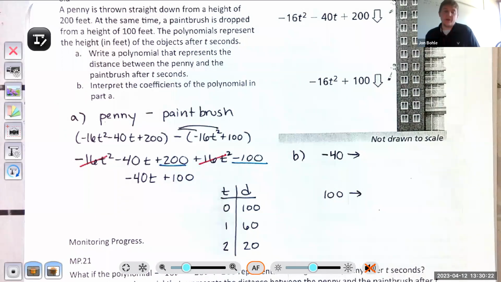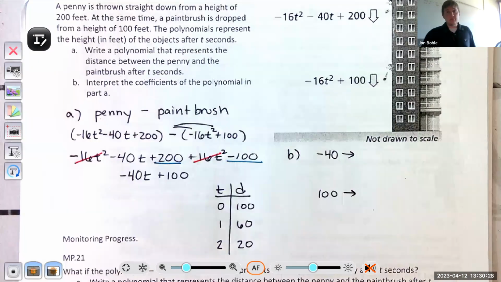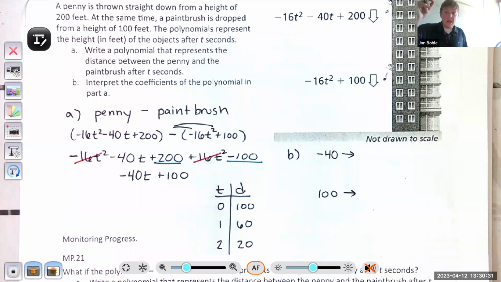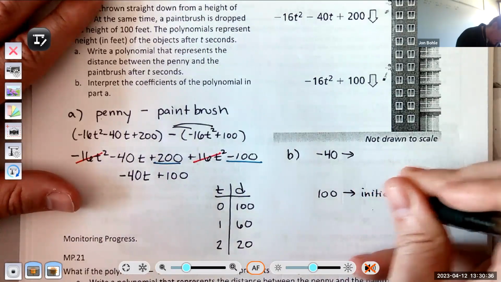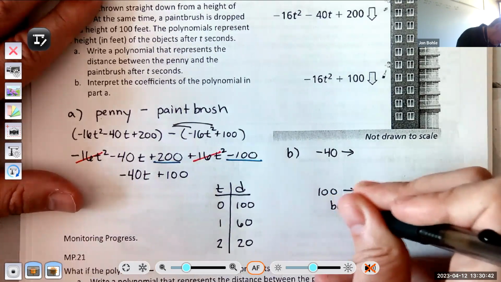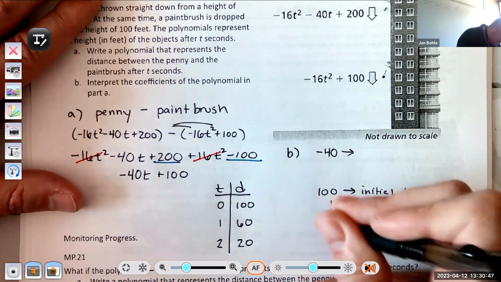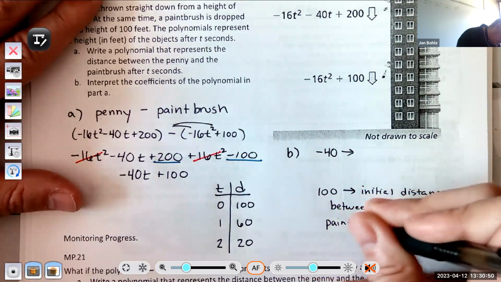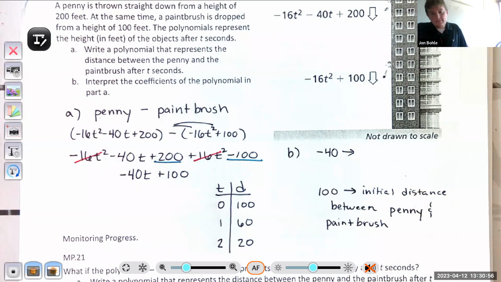Okay, so let's actually start with the 100 and what that means. Well, where do I see 100? Right here, when time is 0. So when time is 0 means the moment before they're dropped or thrown. So 100 is going to be the initial distance between the penny and the paintbrush. Okay, so that means at the starting point, they are 100 feet apart from each other.